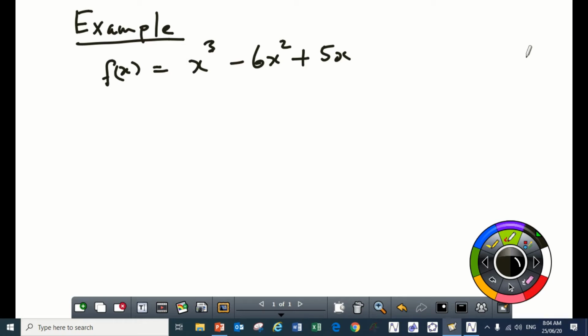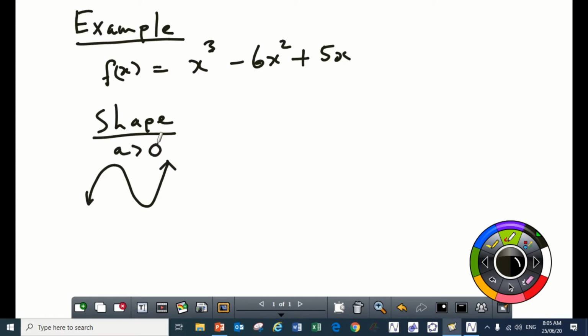Okay, so we are going to sketch the function f(x) = x³ − 6x² + 5x. All right, so let's start with the shape. Now your shape, remember, is determined by the coefficient of x³. If the coefficient of x³ is positive, then you are going to start with the maximum. So your shape is going to look like that, because a is greater than 0. Your shape is going to start with a maximum turning point.